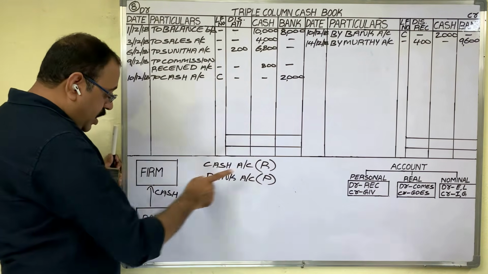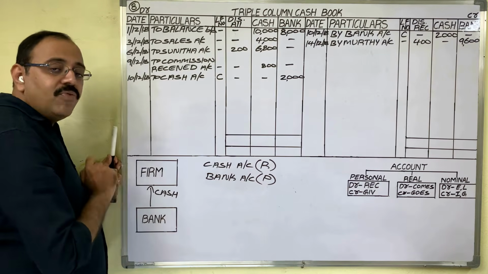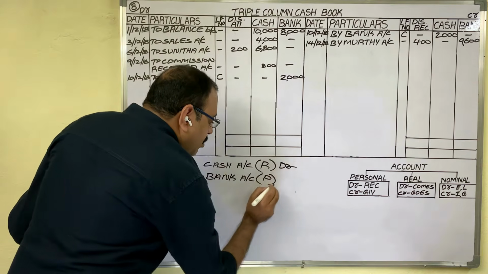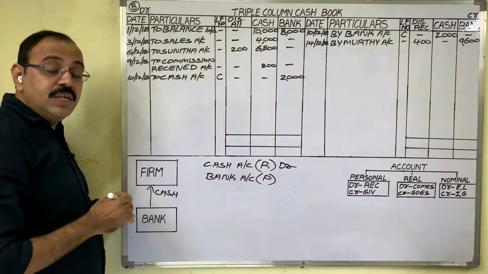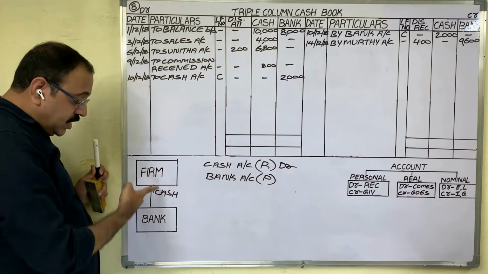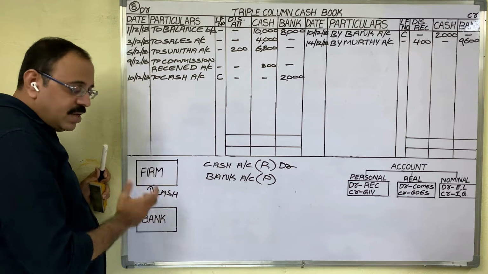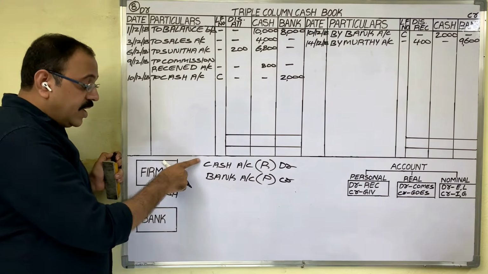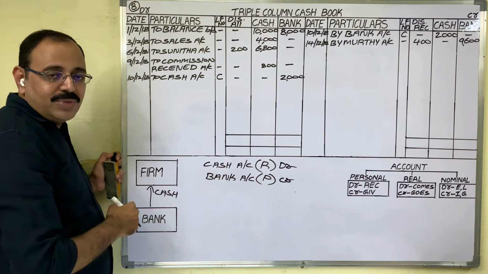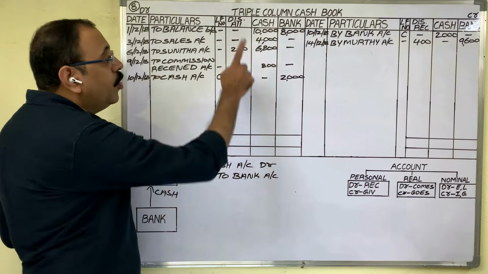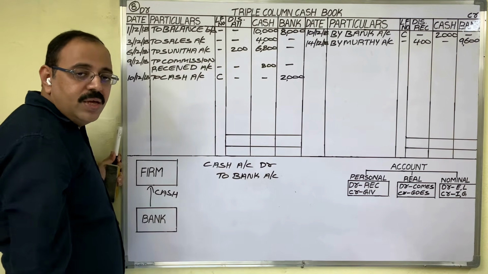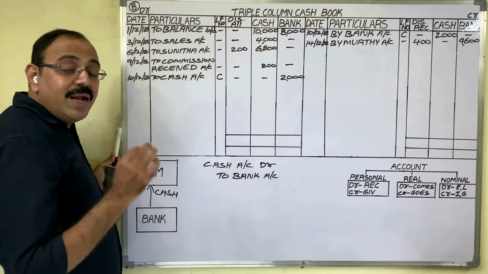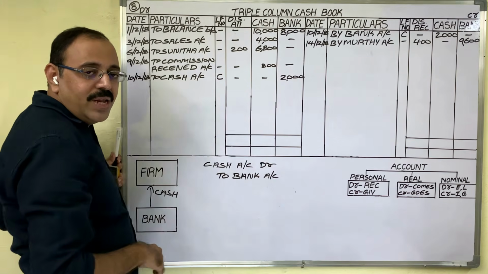Real account rule: debit what comes in, credit what goes out. Cash is coming, debit. Personal account rule: debit the receiver, credit the giver. Bank is giving money, no? Bank is a giver, credit bank account. Final entry is cash account debtor to bank account. Cash account and bank account, both we are preparing in this book only. Therefore, this is also a contra entry. Double entry will be completed in this book only.